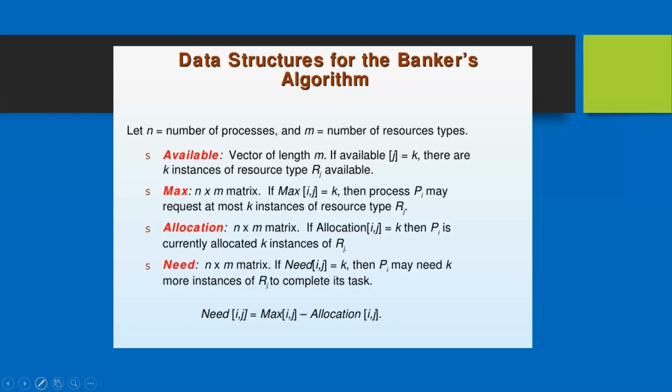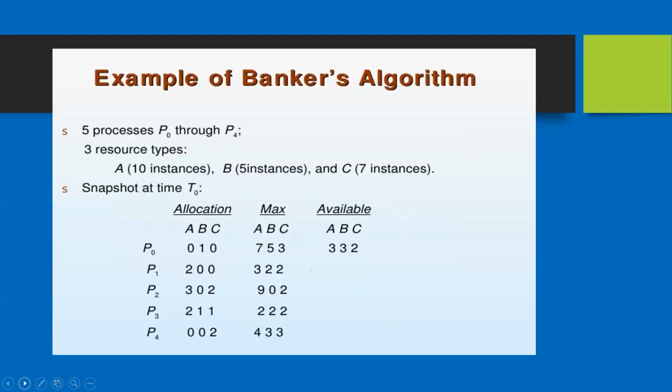Okay, now let us move to the need matrix. It is calculated as max minus allocation. This is an example of Banker's algorithm. Look properly. 5 processes are there, P0 through P4. 3 resource types. What are the 3 resource types? A, B, and C. These are the 3 resource types.